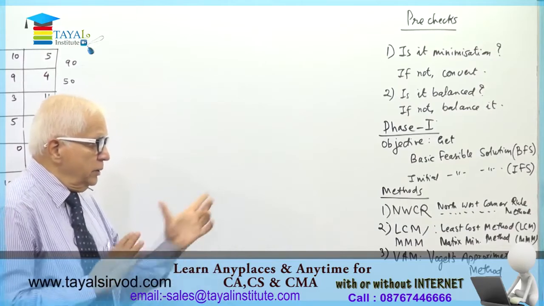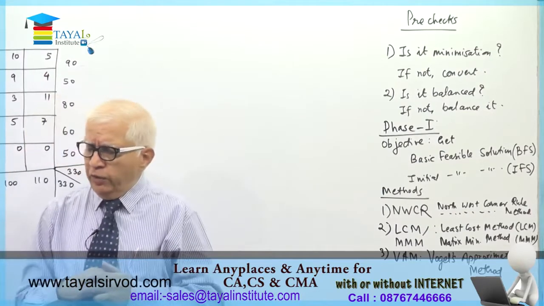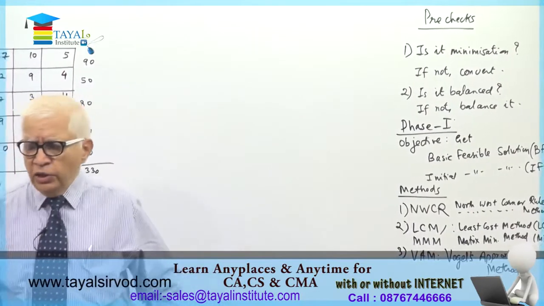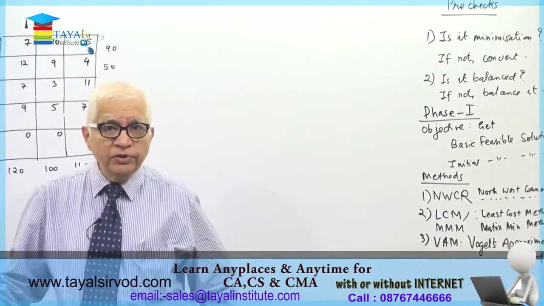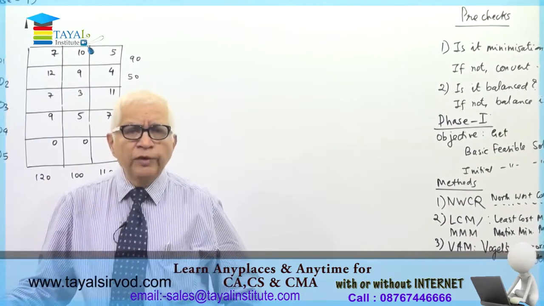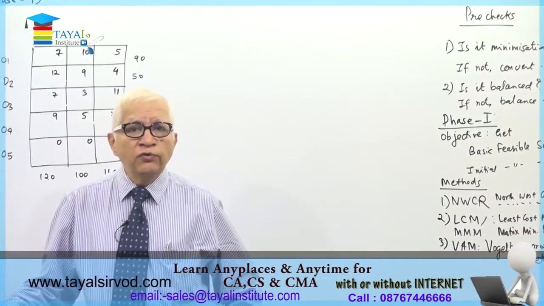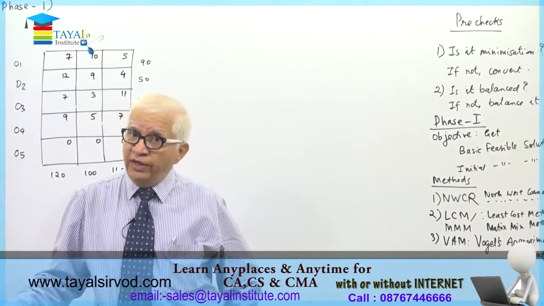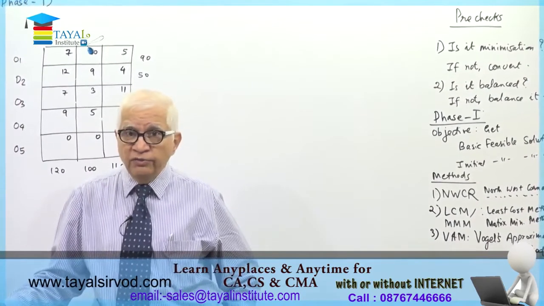Fine. So given this, today our objective is to try and obtain IFS using all these 3 methods. I'll be showing you the solution by using all these 3 methods. So we'll go to northwest corner rule first. So what am I doing? I am in phase 1. Right now I am going to be in phase 1 for a long time.